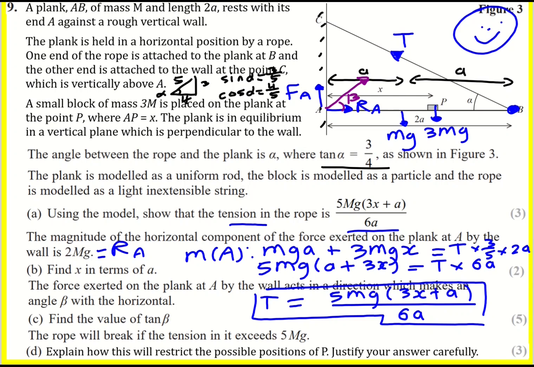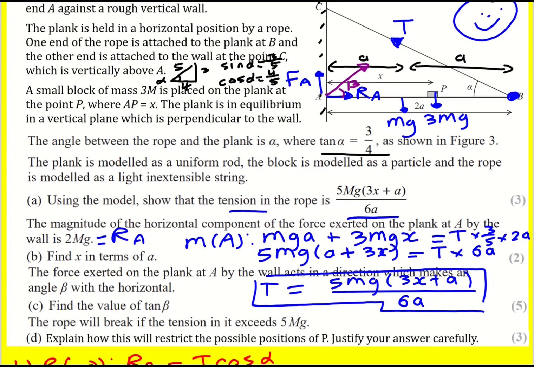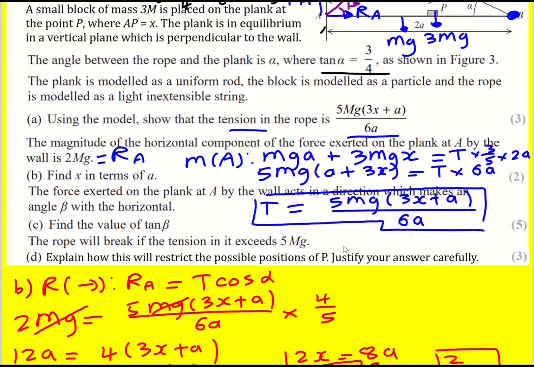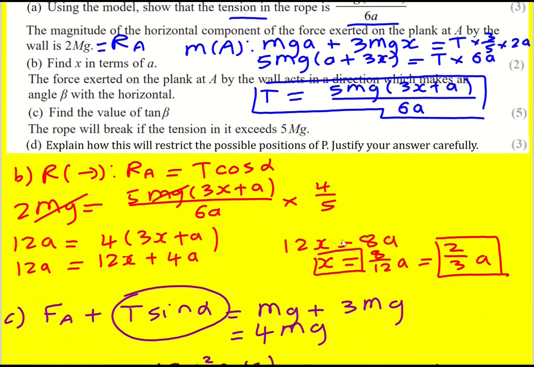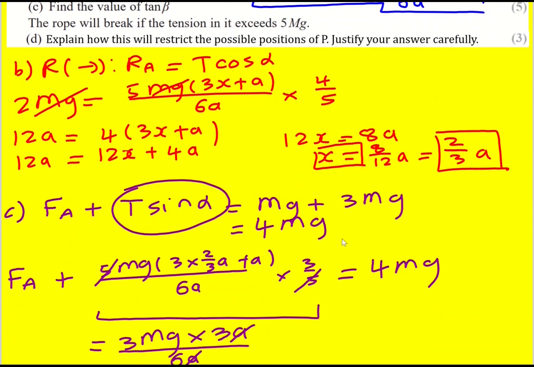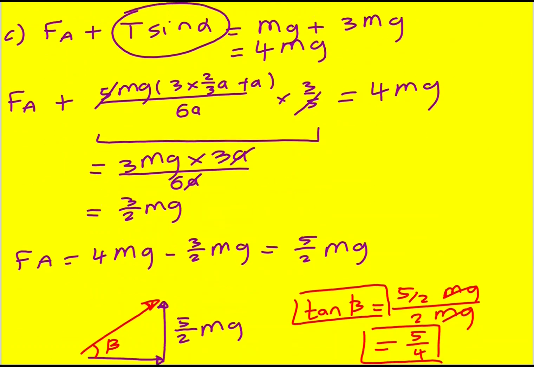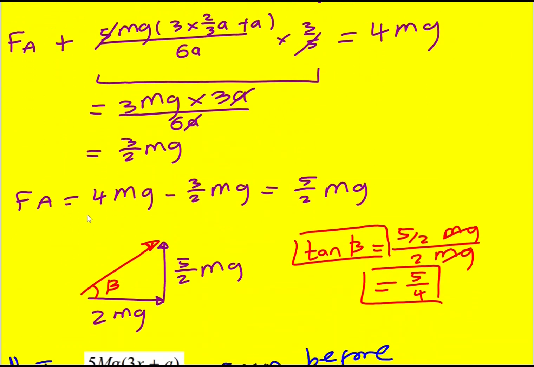And then we got into the normal strategy. I mean, it guided us along. That was one thing about this question. It does help you out a bit. But the normal strategy of resolving vertically and horizontally. We were looking at the horizontal first, and that allowed us to work out what X was in terms of A. And then we looked vertically, and that allowed us to get the frictional force from which we could get the resultant force at the wall, and in particular tan of the angle to the horizontal.